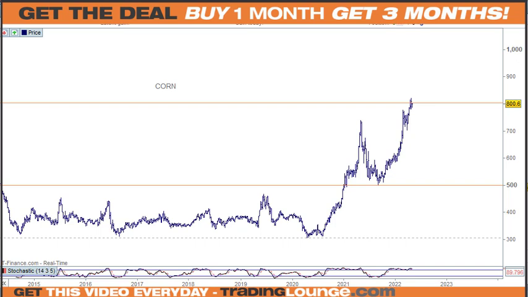We're just going to have a look at corn for a moment. This is a weekly chart and this is the current low here. As you can see here, we do have a nice impulse wave here and a corrective wave here, and then we also have an impulse wave here as well.